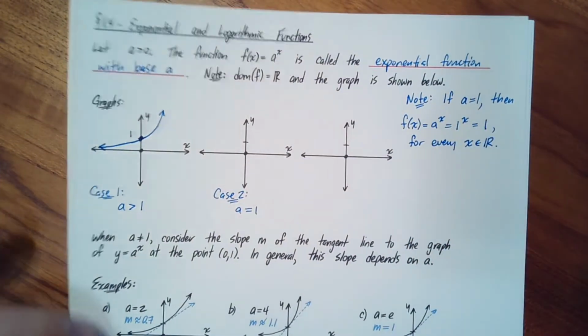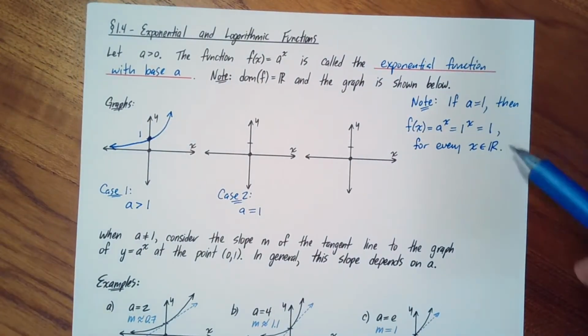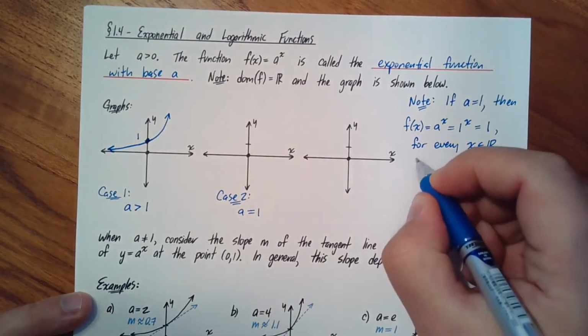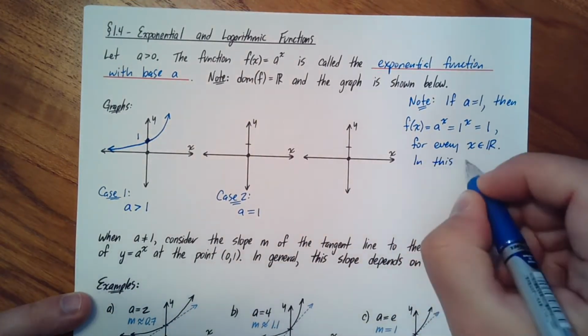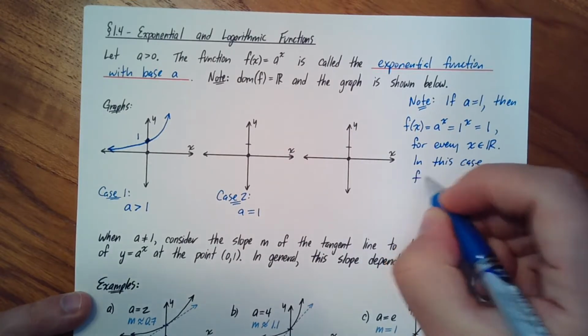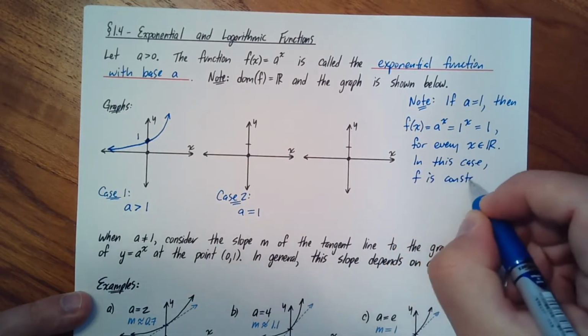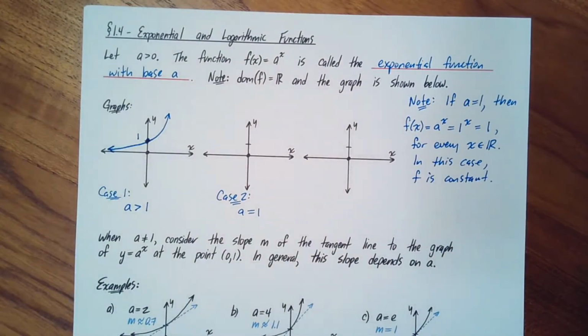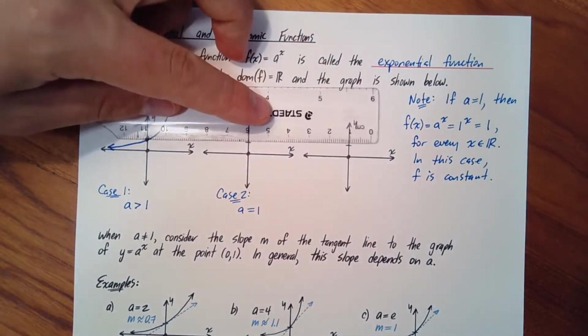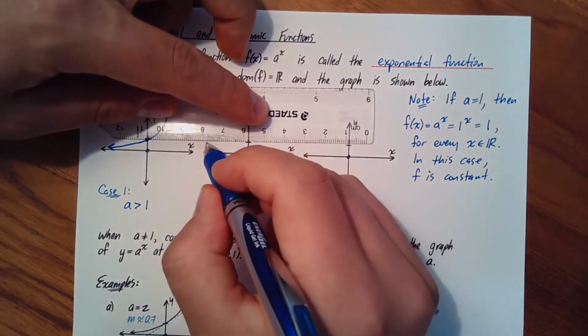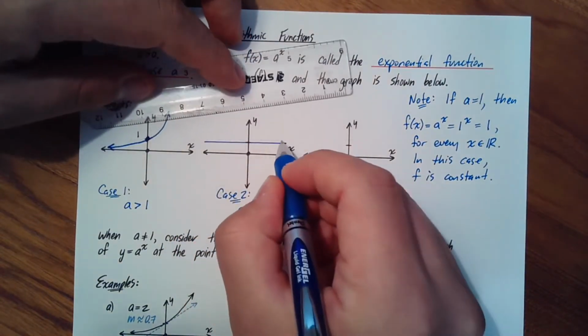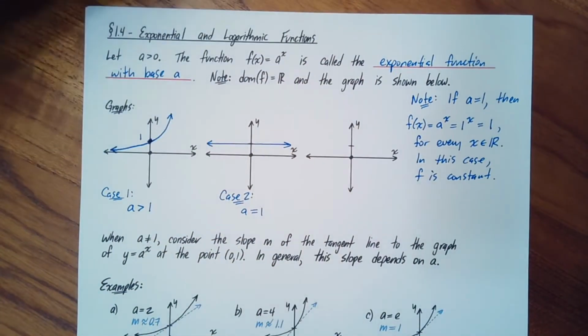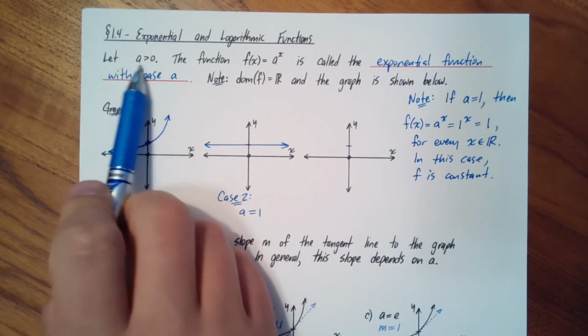So if a function outputs 1 for every single value x in its domain, which is the real numbers, then really it's a constant function. So in this case, f is constant. So really, what do you have? That means you just have a flat line, right? In fact, you could almost argue that this isn't really even an exponential function. But technically it is, since the definition allows for the case where a is equal to 1, because that's certainly a number that's greater than 0.